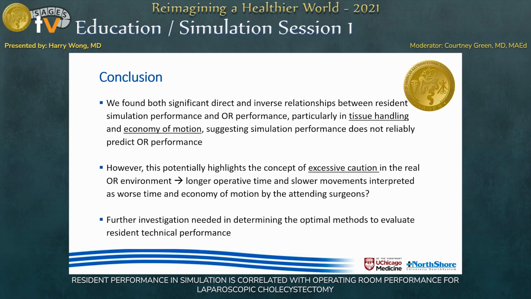So in conclusion, we found both significant direct and inverse relationships between resident simulation performance and their OR performance, particularly in tissue handling and economy of motion, but nothing was very consistent. And this potentially highlights the concept of excessive caution in the real OR environment, where longer operative time and slower movement, although maybe safer in the hands of an untrained resident or not super well-trained resident yet, can be interpreted as worse time and economy of motion by the attending surgeon. And we definitely believe further investigation is needed to determine the optimal methods to assess resident technical performance in the operating room.